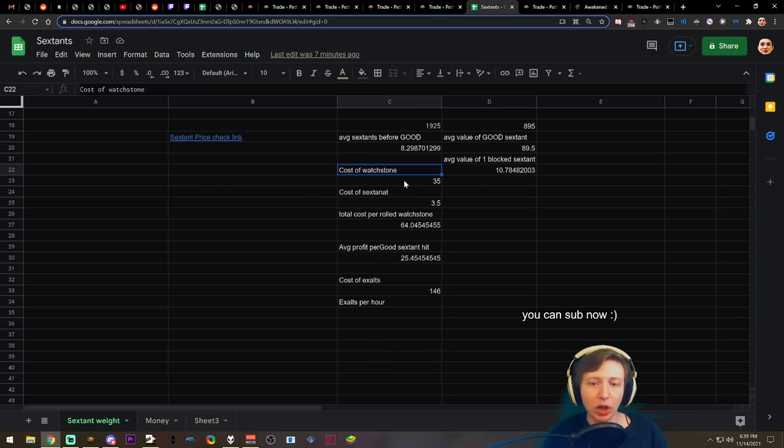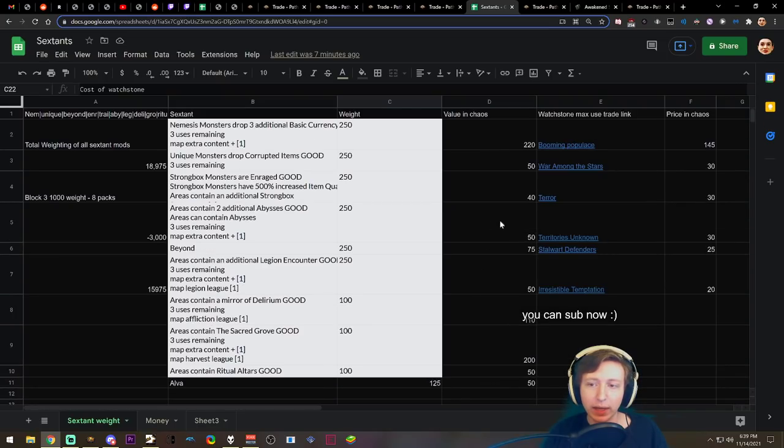But here we go. The cost of the watchstone, I've averaged to about 35. Here are the watchstones. Here are the trade links. Booming Populous, this is a really good one that you can use. The thing is, it's an exalt. So it's probably not too good for most people to do. I don't really recommend you doing Booming Populous. Stick to War Among the Stars.